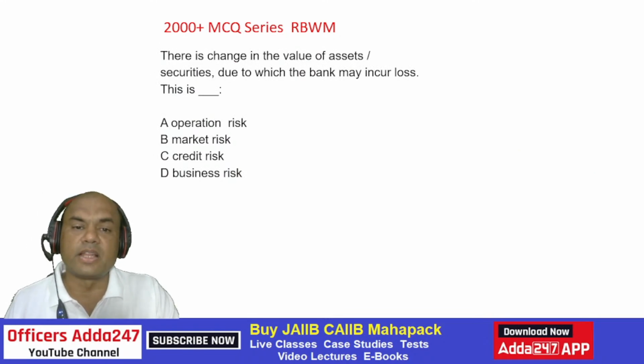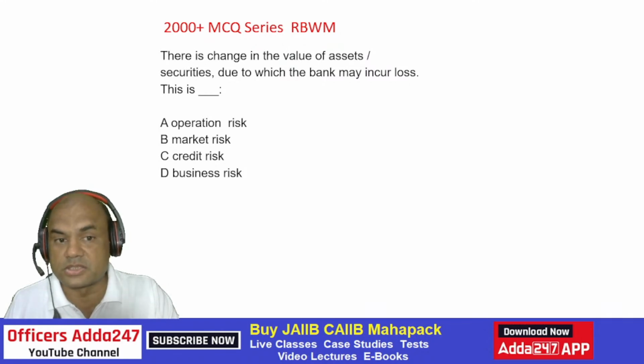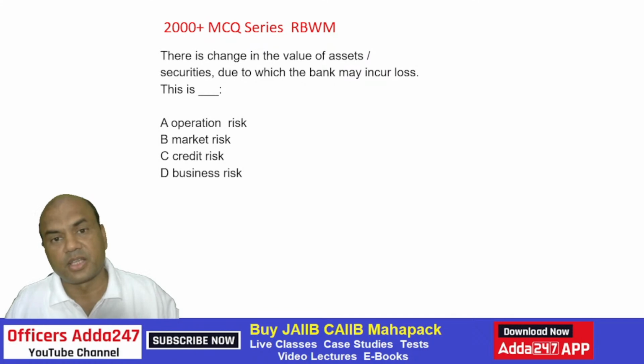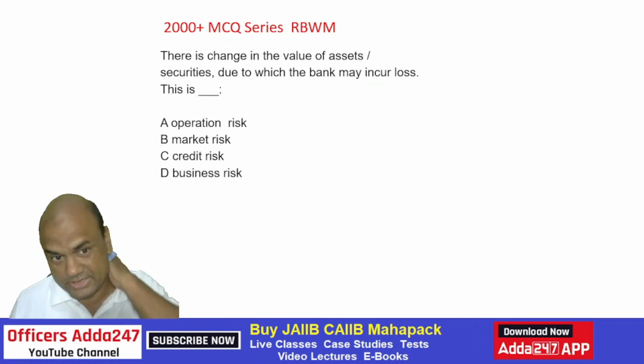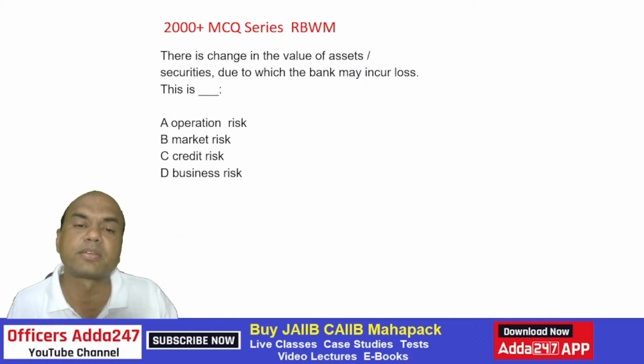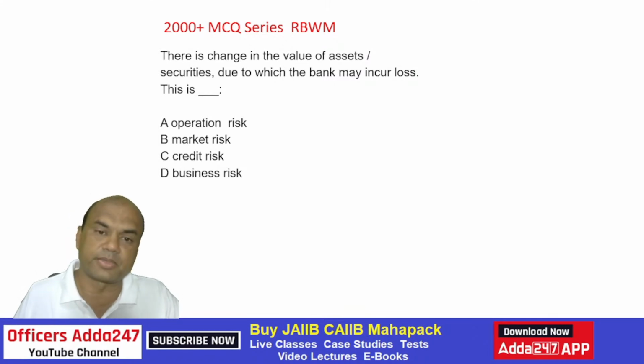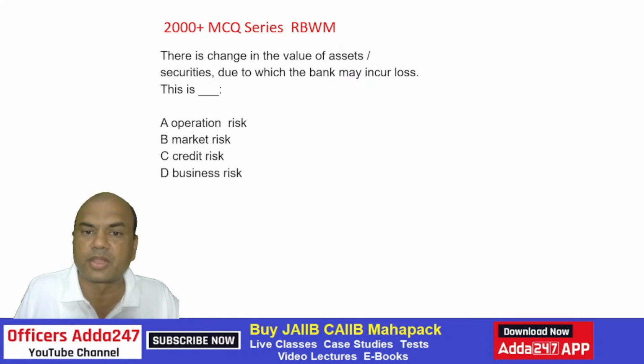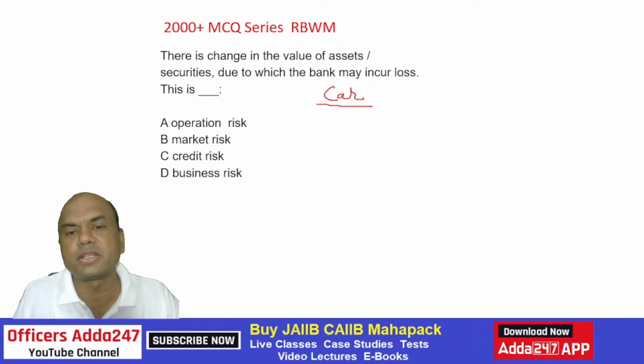There is a change in the value of the assets or securities due to which the bank may incur loss. This is known as what? What do you mean by this? There is a change in the value of the assets or securities. Means what? Here, it's very simple. Suppose I give a loan, this generally happens in car loans. I give a loan for a car. Now what happens? That loan becomes an NPA.